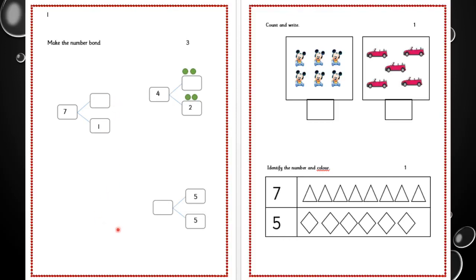Next, your 2 numbers are here and you have to form the whole number. So how you are going to finish this? Draw the objects and then count together and write here. Nice. Now next is count and write. In count and write, what will you do? Count the objects correctly and write the answer in the box. Here also again you will count the objects correctly and write.